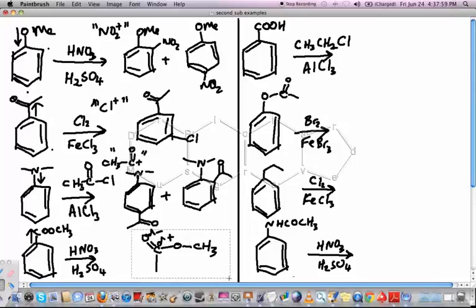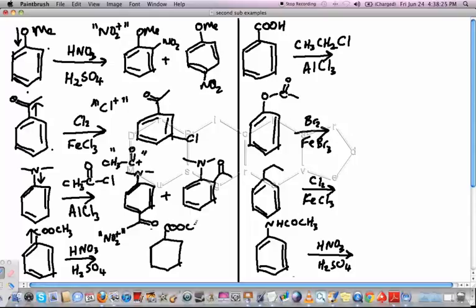Now we already know what the electrophile is. We know it's going to be NO2 plus. We figured that out from the first problem we did. So I'm just going to use that information again. NO2 plus. And since we're looking at a deactivating group, we are going to get just a meta product right here. Alright, let's look at the next one.